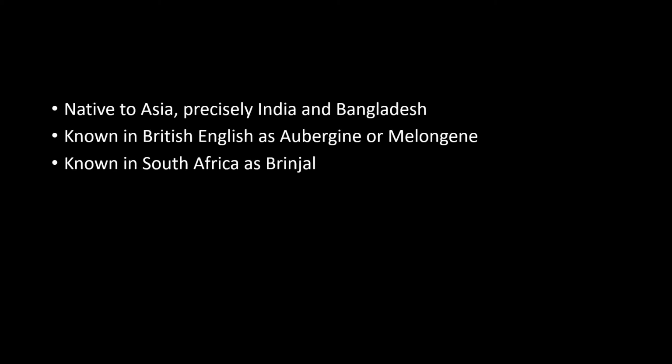Research methods are platforms that I had used to gather all the information that I have in this presentation. I used GBIF, I used diva-gis.org, and I used ecological niche modeling. Eggplant history and background. So eggplants are native to Asia, precisely India and Bangladesh. They are known in British English as aubergines or melongenes. Known in South Africa as brinjal.